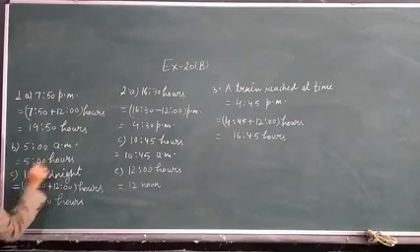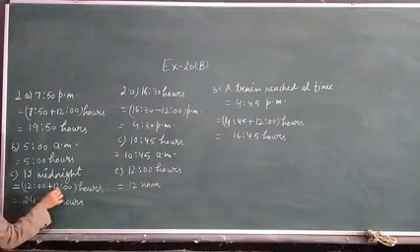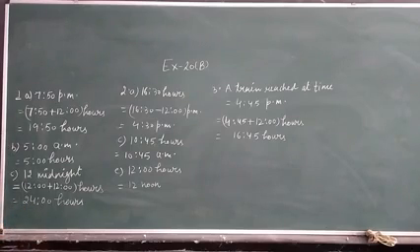5 hours. See, 12 midnight means 12 o'clock at night. For this, we will add 12. 12 plus 12, and replace midnight by hours. That's 24 hours. Okay.